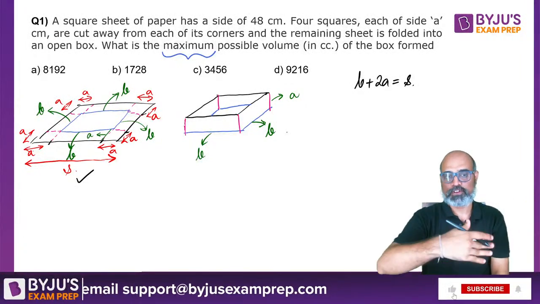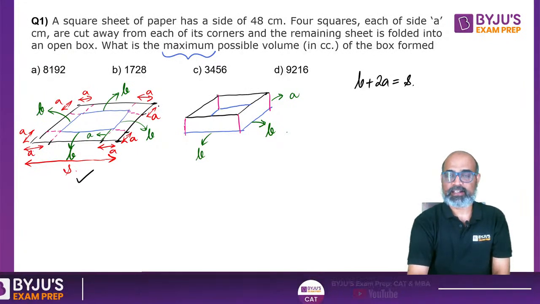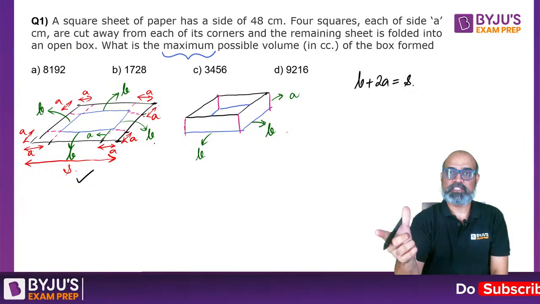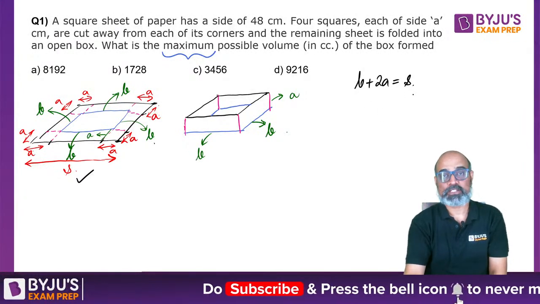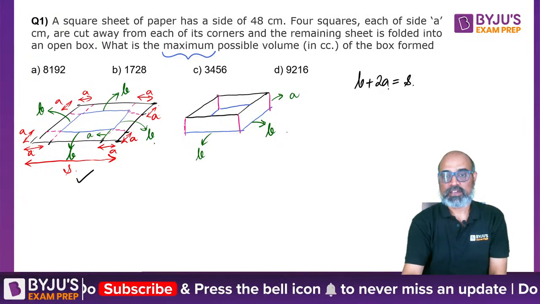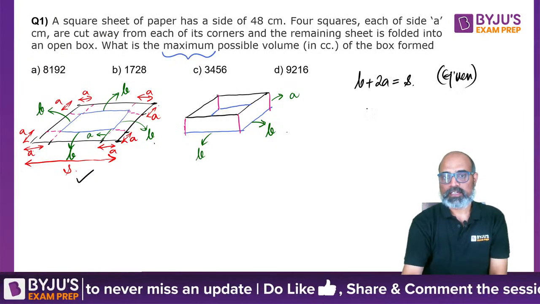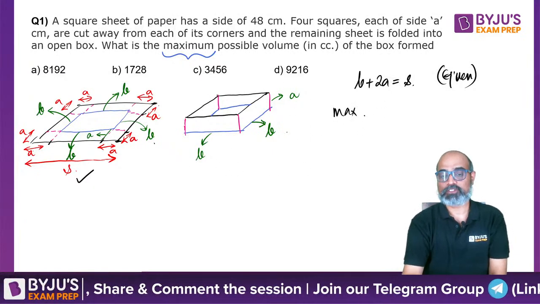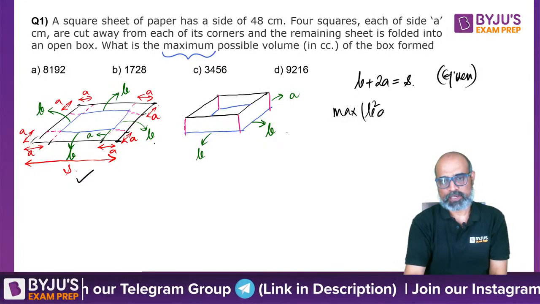Similarly, if you look at the slant side, this is also a plus b plus a, which is nothing but the side of the original square piece of sheet. So b plus 2a is still S. This part is given to us. We need to find out the maximum possible volume of this particular open box, which is going to be b into b into a. That will be the volume, which is b square a.